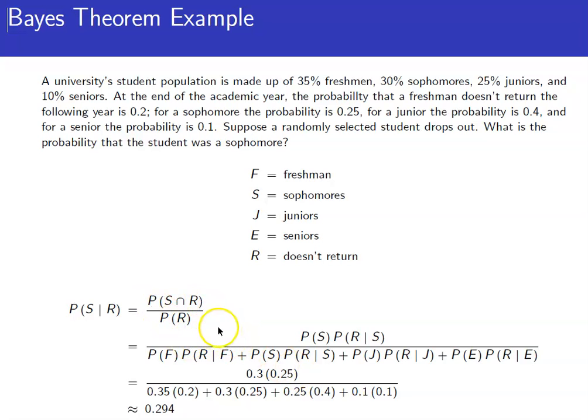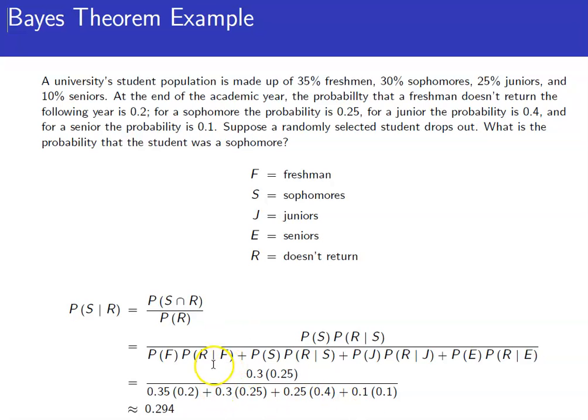We need to rewrite the probability that they do not return into something that we know the values for. Well, there are four ways that a student could not return. They could be a freshman and then not return. They could be a sophomore, then not return. They could be a junior, then not return. Or they could be a senior and not return. Those are mutually exclusive events, right? Freshman and not return is mutually exclusive from sophomore and not return, and so on.